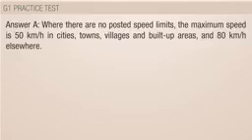Answer A. Where there are no posted speed limits, the maximum speed is 50 km per hour in cities, towns, villages and built-up areas, and 80 km per hour elsewhere.